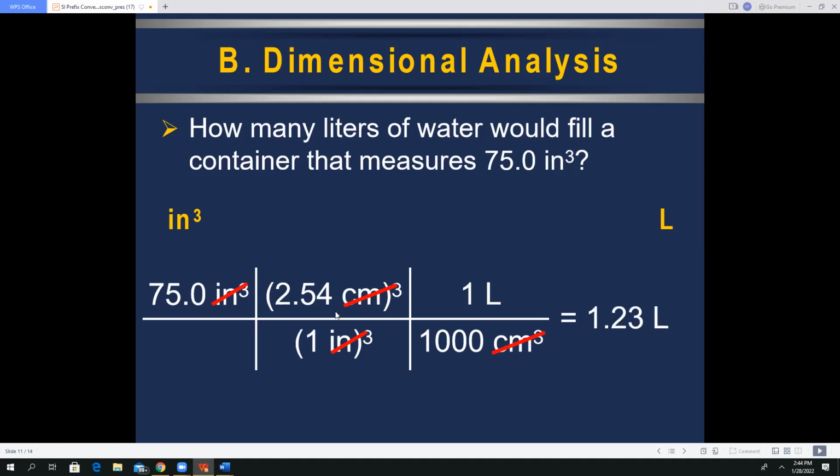Okay, 1.229, so 1.23. We have 3 sig figs, so we need only 3. 1.229 becomes 1.23, and that is correct.